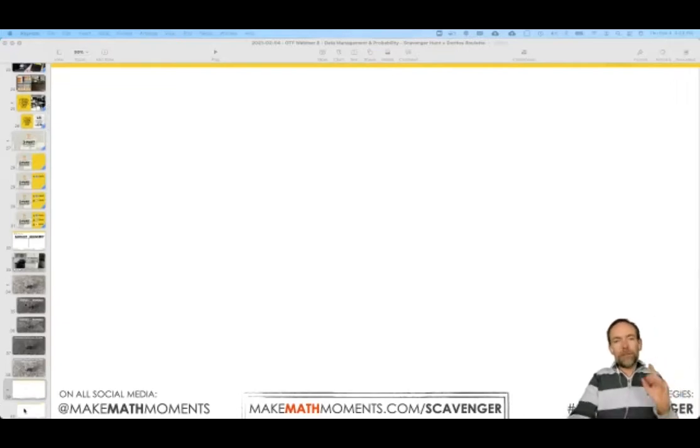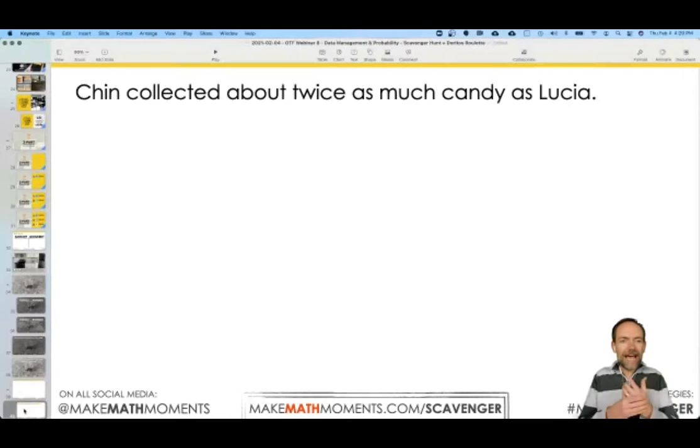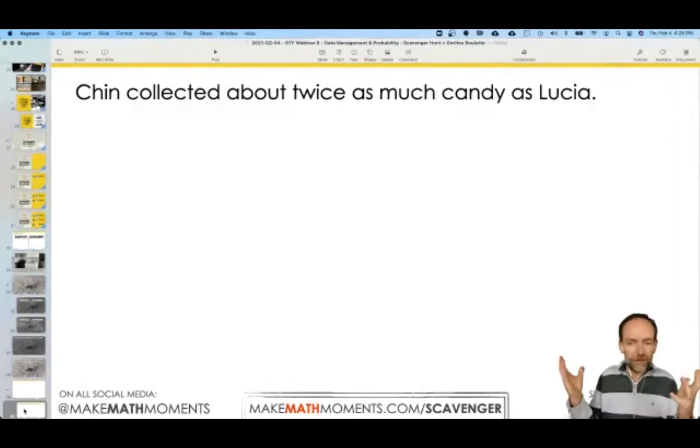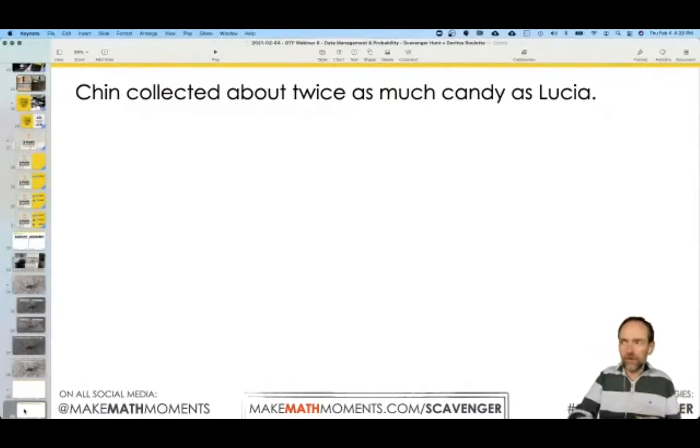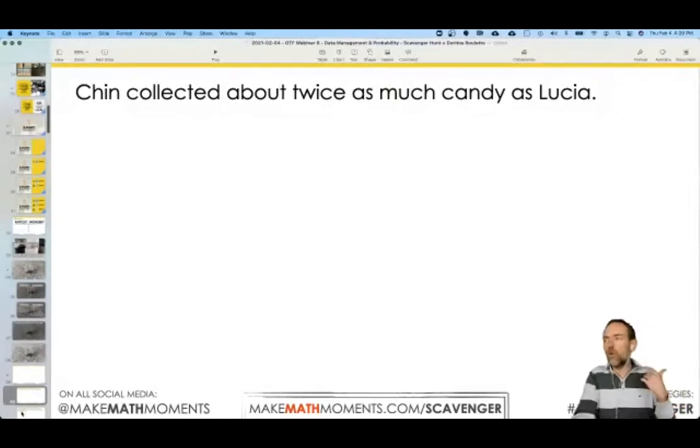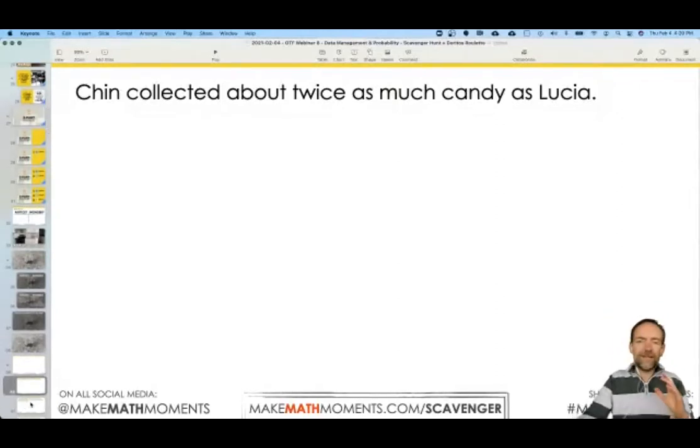However, here's the problem. In order for us to figure out how many candies there were in total, this is the only information we actually had. One of the friends' names was Chin. Chin collected about twice as much candy as Lucia. So Lucia's the birthday girl. Again, you could swap out the name. I could have put Talia there. I could put Landon or whoever I want and make the story match in my classroom. So Chin collected about twice as much candy as Lucia did.